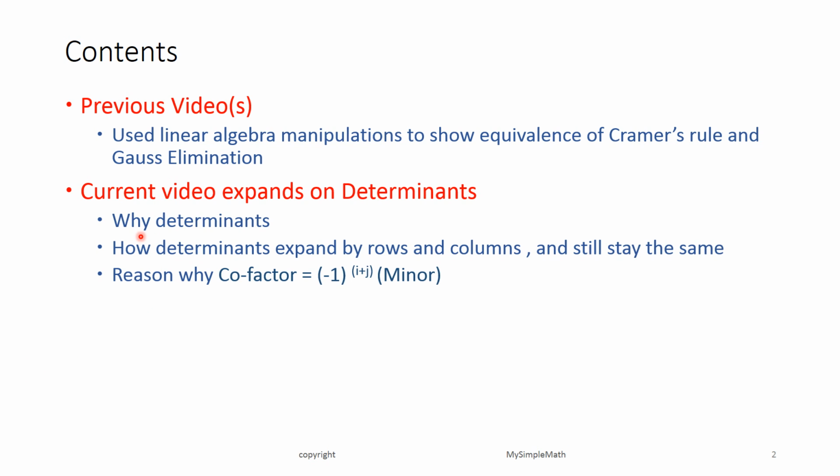We'll try to understand and explain why we use the determinants against the previous algebraic expressions that we were using, and how determinants expand by rows and columns and still the value stays the same. Let's look at the algebra on this one and reason why a cofactor is equal to -1 times the minor. Let's put it this way: the cofactor is -1 to the power of i plus j, where i plus j is the index of the ith row and the jth column, and that entire content is multiplied by the minor.